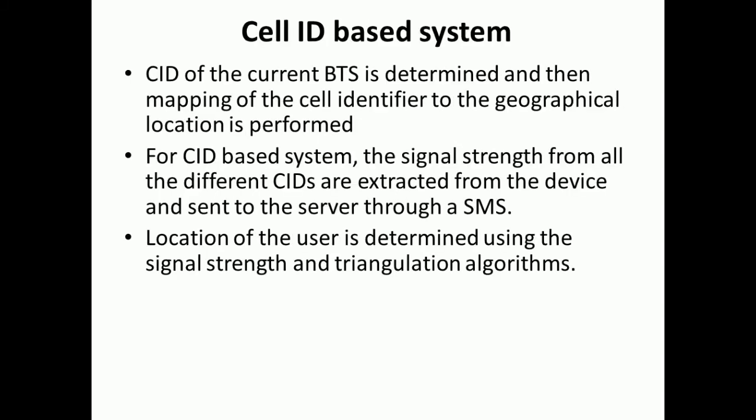Cell ID based system. The Cell ID of the current BTS is determined and then the mapping of the cell identifier to the geographical location is performed. For CID based system, the signal strength from all the different CIDs is extracted from the device and sent to the server through an SMS. The location of the user is determined using the signal strength and a triangulation algorithm.